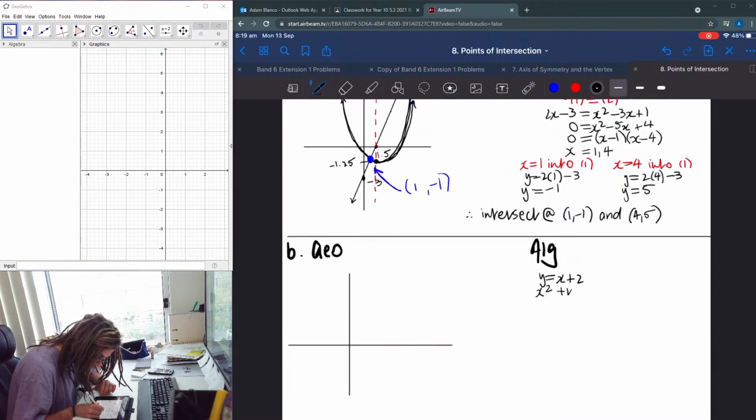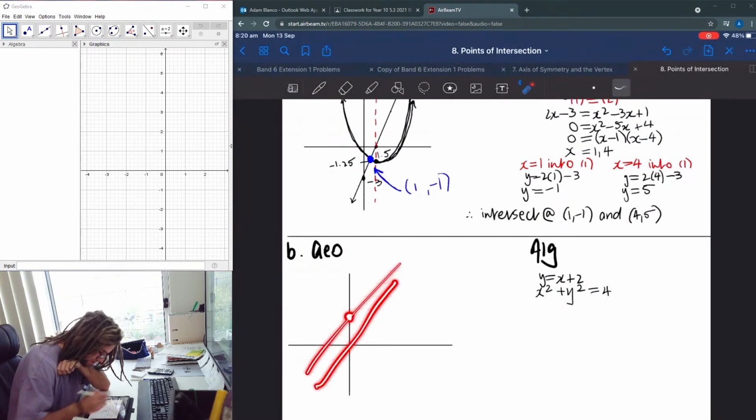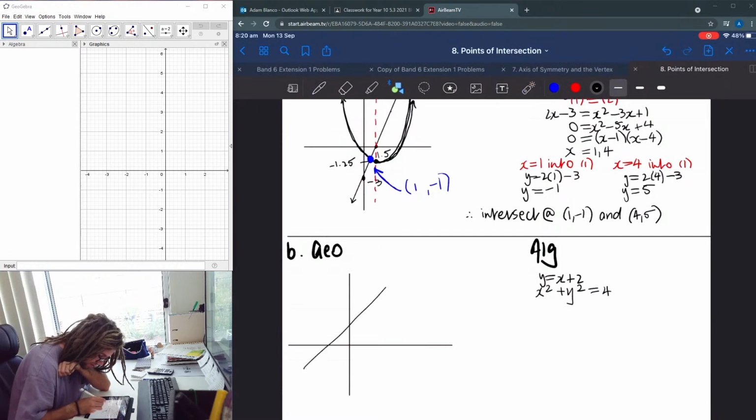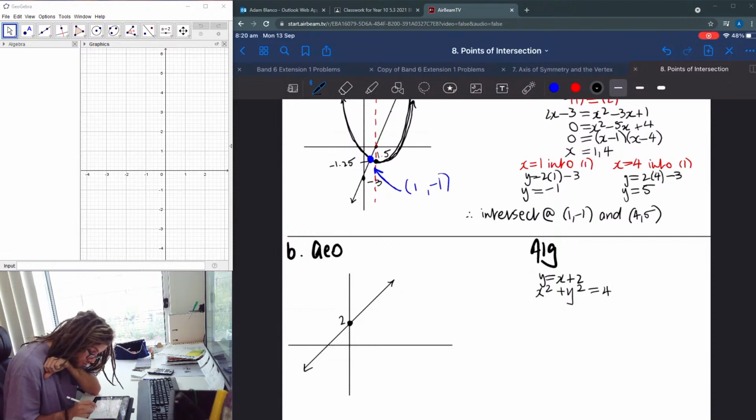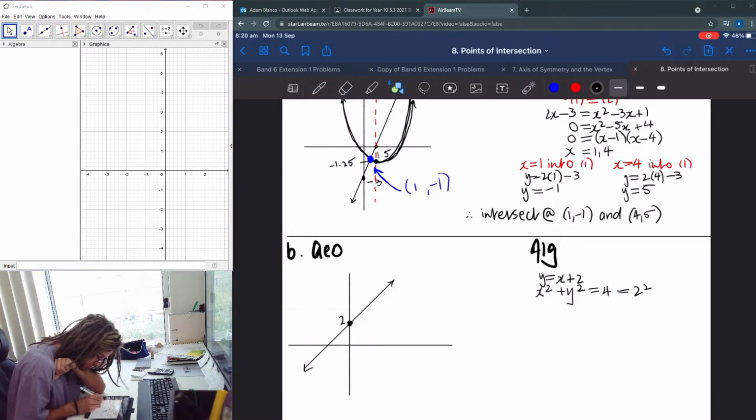So I can't really write these on top of each other. Equals 4. Okay, so x plus 2 is just, that's x, and then I plus 2, so it's up there. Or another way of thinking about that is y-intercept of 2, gradient of 1. That's my first one. My second one's a circle with radius 2, so 2 squared. So I can just draw a circle.